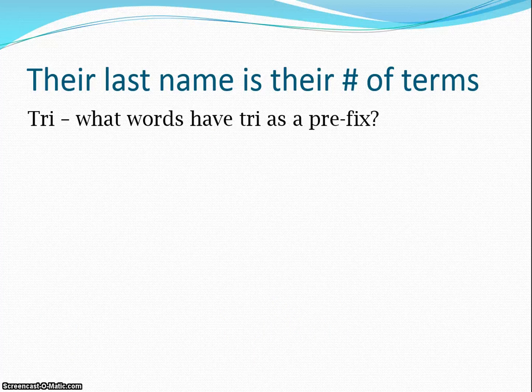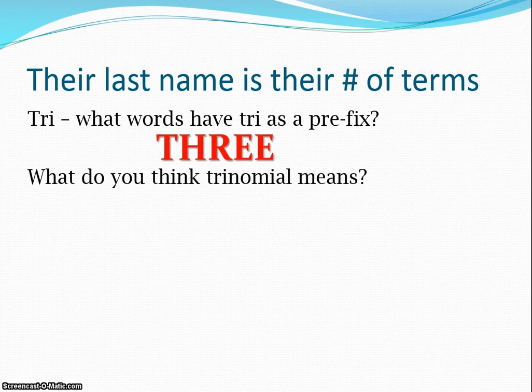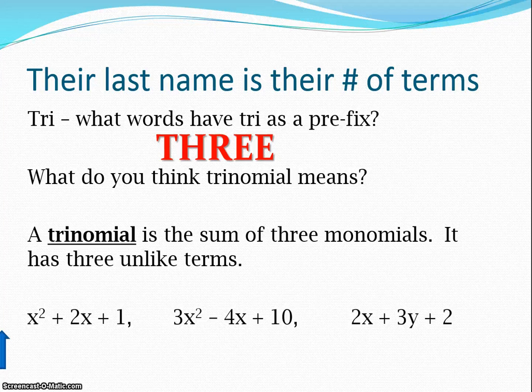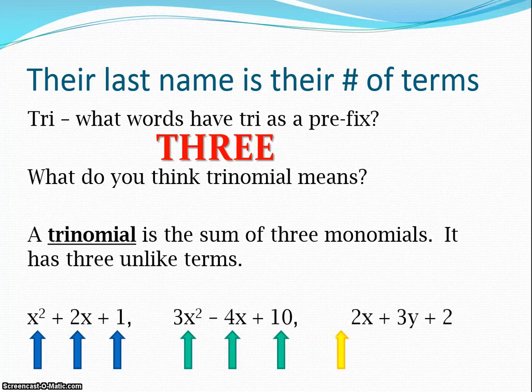Tri. What words have tri as a prefix? Well, tricycle. And a tricycle has 3 wheels. So what do you think trinomial means? A trinomial is the sum of 3 monomials. It has 3 unlike terms. So here are some examples. And as you can see, each one has 3 terms. Remember, each term is separated by a plus or a minus sign.